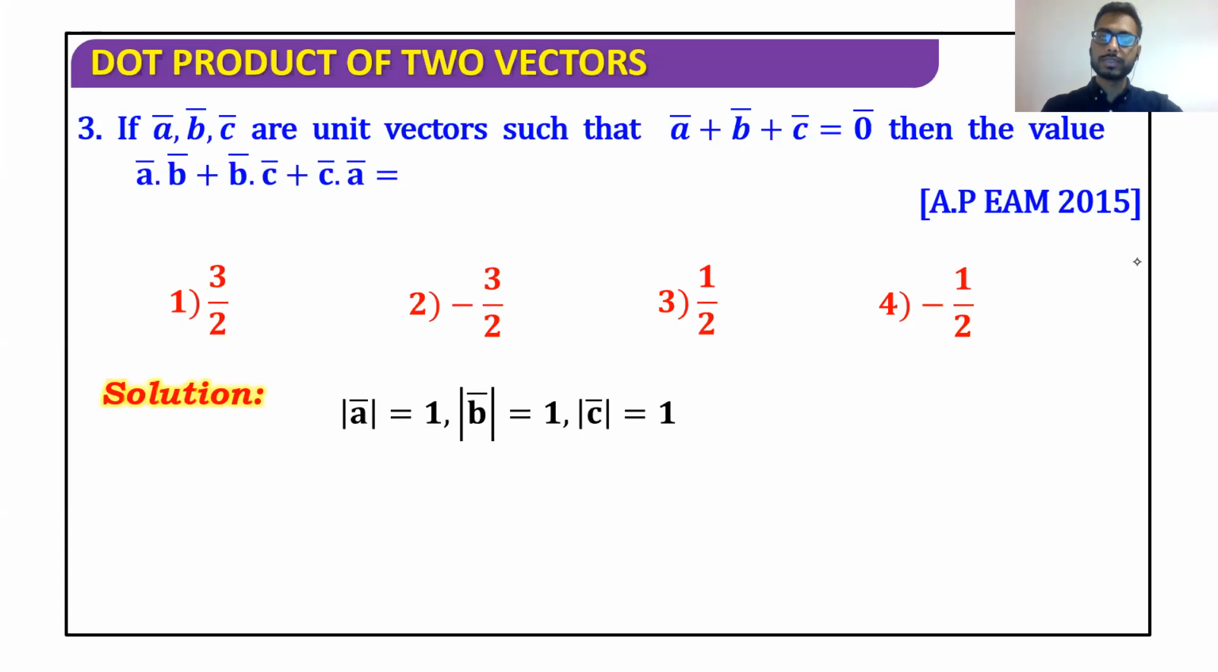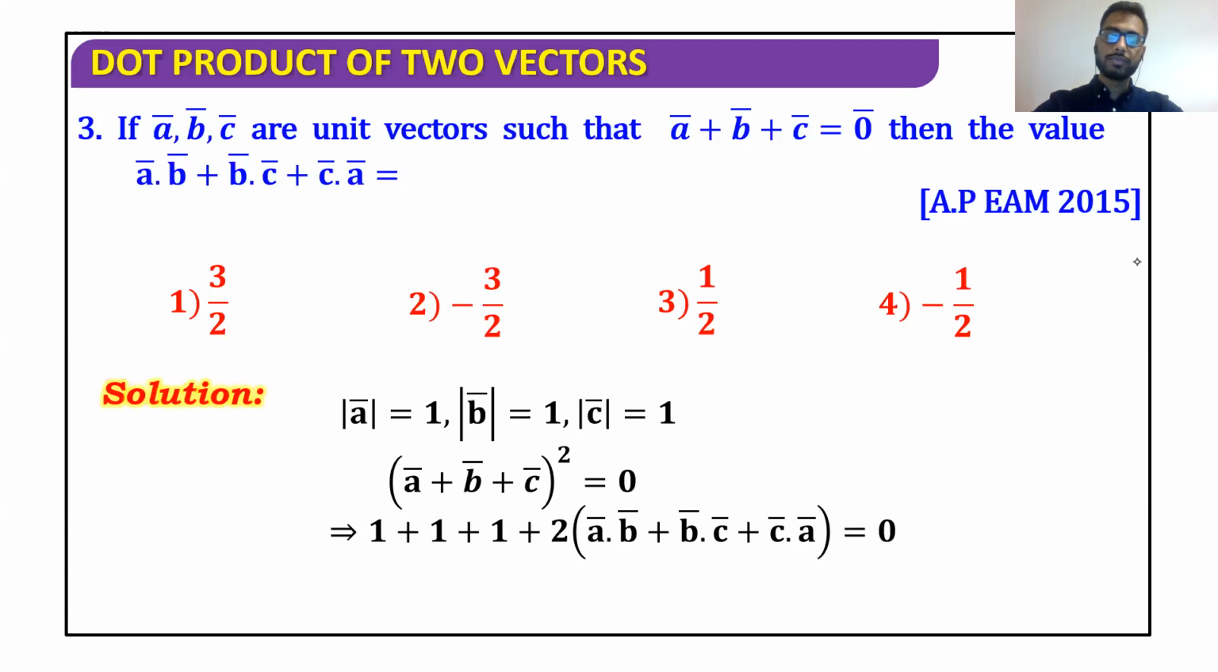Magnitudes are given, which are 1. The given information was A plus B plus C is 0. Therefore, we have squared on both sides and then opened the bracket. By opening the bracket, I'm going to get magnitude A square plus magnitude B square plus magnitude C square. Magnitudes are 1, 1, 1. Therefore, their square values are going to be 1. Plus 2 times, in bracket, I have AB plus BC plus CA. So 1 plus 1 plus 1 is 3. Taking 3 to the other side, it's minus 3. And 2 to the denominator. My answer is equal to minus 3 by 2.